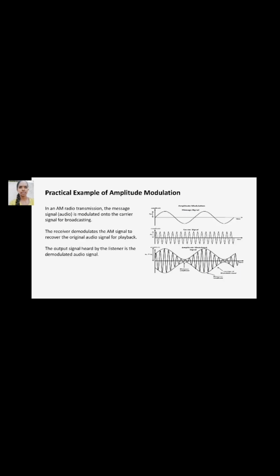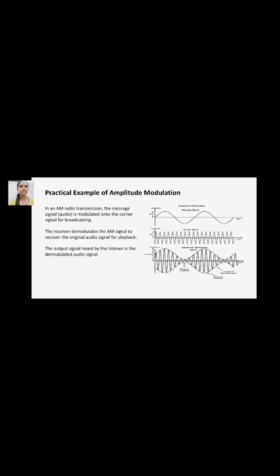In amplitude modulation, the amplitude of a carrier is varied in accordance with the amplitude of the modulating signal, keeping frequency and phase constant. The number of sidebands in amplitude modulation is 2. The bandwidth formula is given by 2 fm, that is, 2 times the frequency of the message signal.